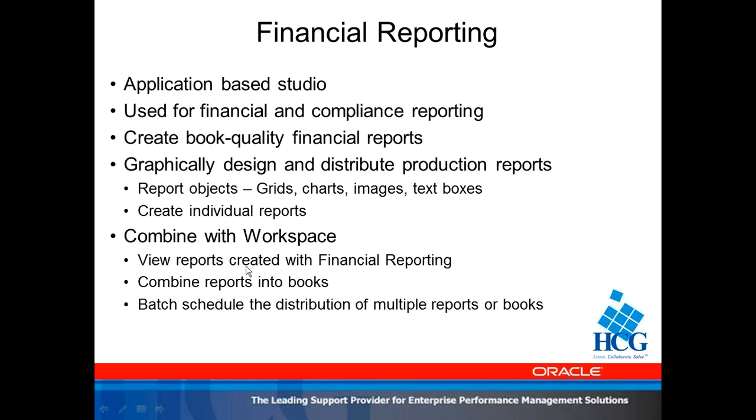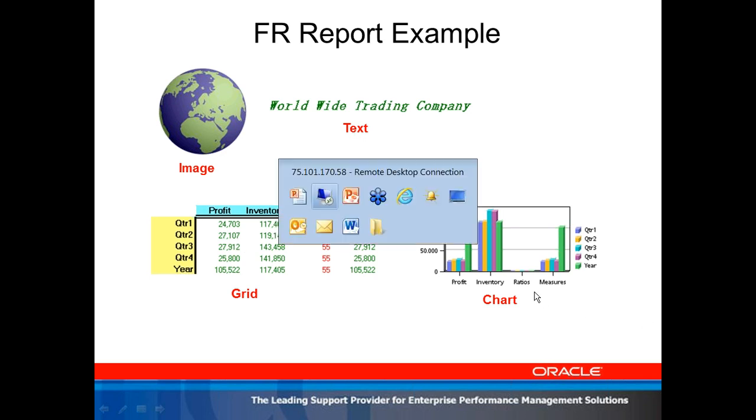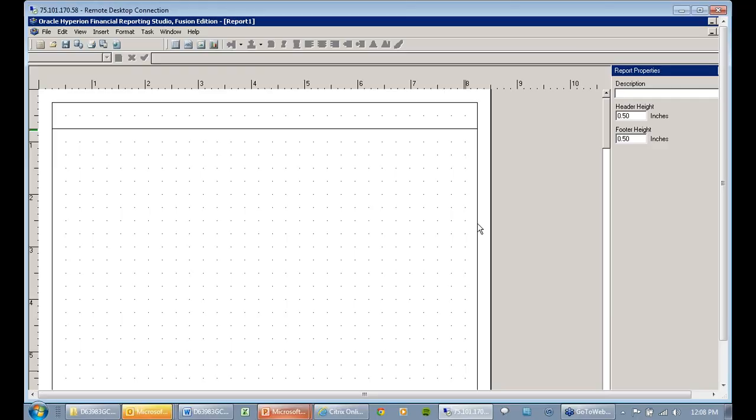And then, lastly, via Workspace, you can take a bunch of reports, a bunch of books, many different items there, and schedule them for mass distribution across your enterprise in what is called a batch. Here's a financial reporting example on a slide with, I talked about 4 different objects. There's a text object, there's an image object, there's a grid, and there's a chart. But let's look at it a little more dynamically here in Financial Reporting Studio.